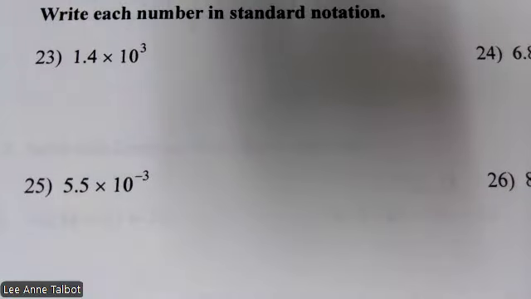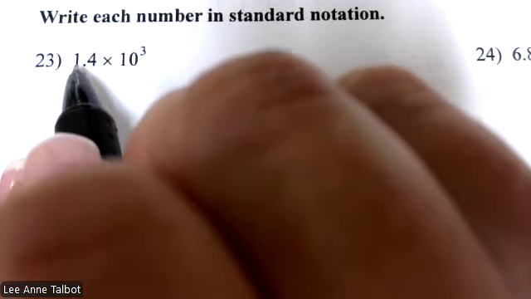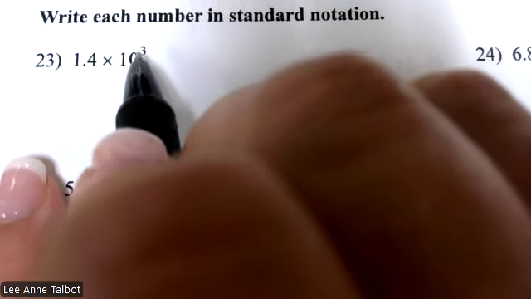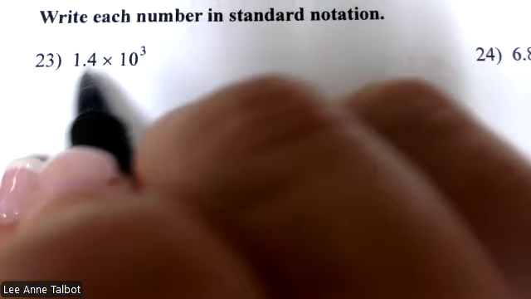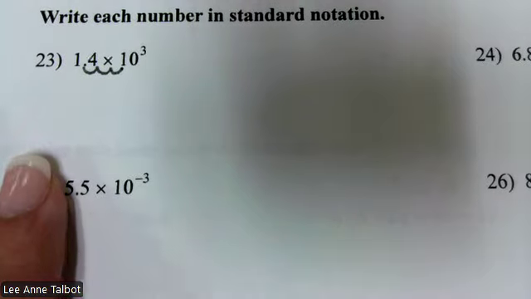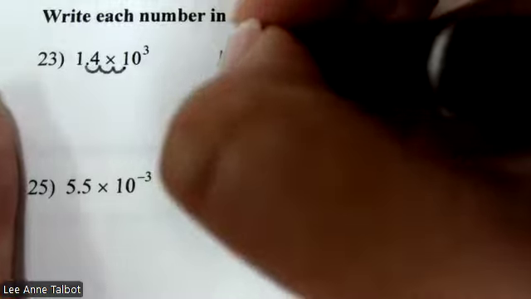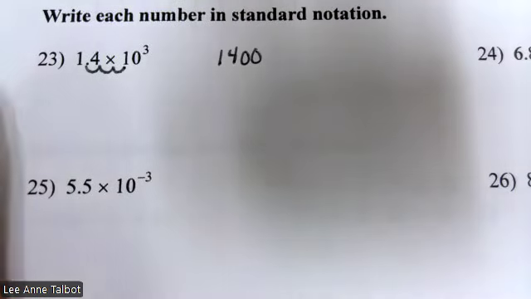Okay, write each number in standard notation. So what this means is this is 10 to the third, a positive number. So we're going to make this number bigger by 3 powers of 10. 1, 2, 3. And in each one of these bumps that there's nothing there, we're going to put a 0. So this is 1,400.